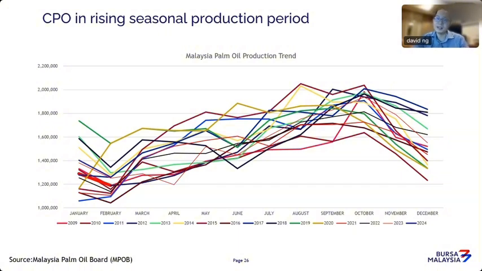Obviously, there are periods of time where it doesn't follow. It's bound to happen. But if you look in totality over the past decade or so, we can safely say that as we head into the middle of the year, usually the rising production period for CPO, prices tend to be weaker. And towards the year end, we can see stronger prices because production tends to decline.